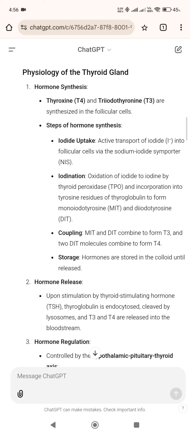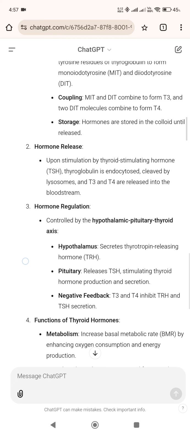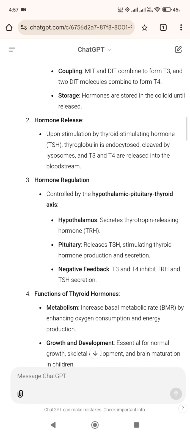MIT, and diiodotyrosine, DIT. Coupling: MIT and DIT combine to form T3, and two DIT molecules combine to form T4. Storage: hormones are stored in the colloid until released. 2. Hormone release. Upon stimulation by thyroid-stimulating hormone, TSH, thyroglobulin is endocytosed, cleaved by lysosomes, and T3 and T4 are released into the bloodstream.